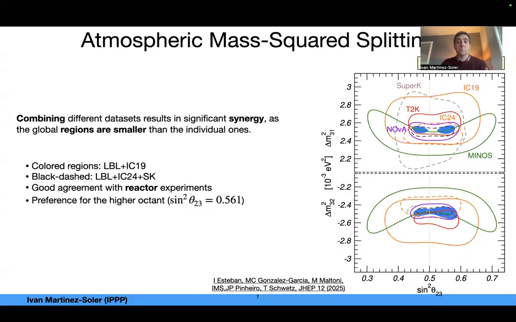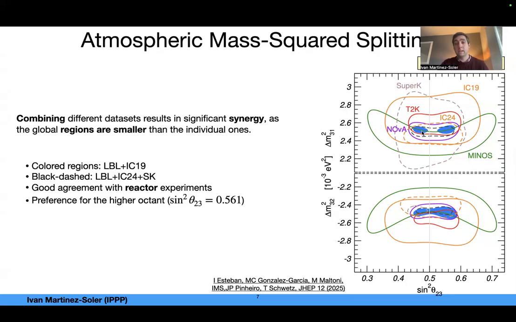Now, let me put in context those two measurements of atmospheric neutrinos with other measurements coming from long baseline experiments and reactors. Regarding the determination of delta m31 and theta 23, we see that atmospheric neutrinos provide a very good agreement compared to other experiments. That's interesting because if you combine everything together, and this is what you get here in the colored region, the synergies between the different experiments make it so that at the end the allowed region becomes very, very small. And this is what we observe here.